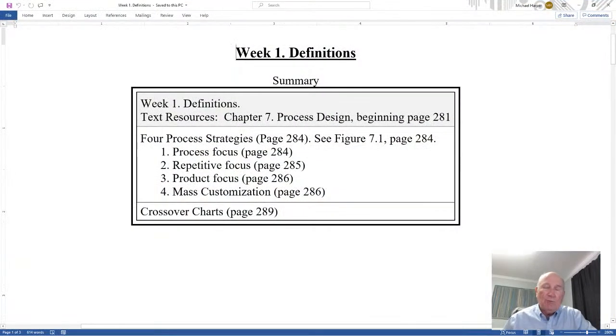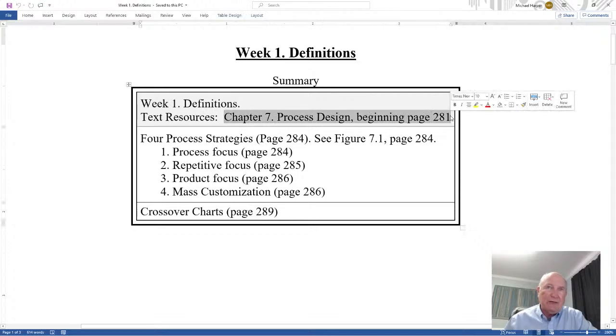The workflow is first look at the lecture, do the homework, and submit the homework before the due date and time. So this week 1, the summary here is definitions. The text resource is chapter 7 in the text, process design, beginning on page 281.